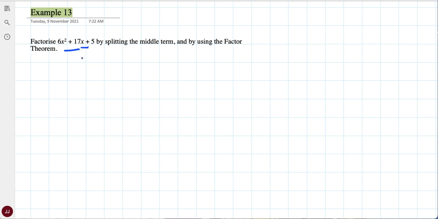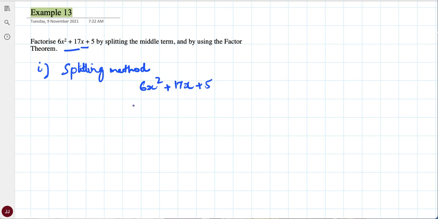The splitting method is one you are already familiar with, and it's easy. So we'll try with the splitting method first. The given equation is 6x square plus 17x plus 5.